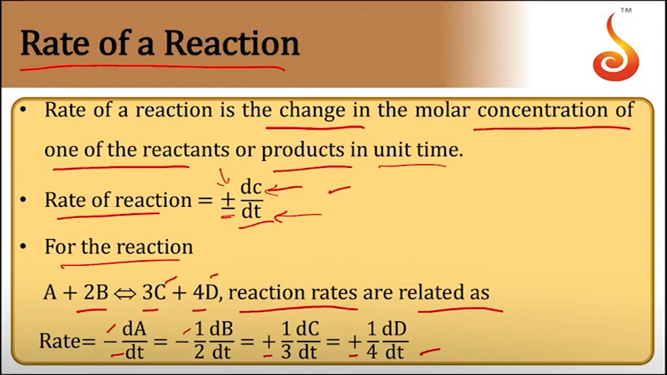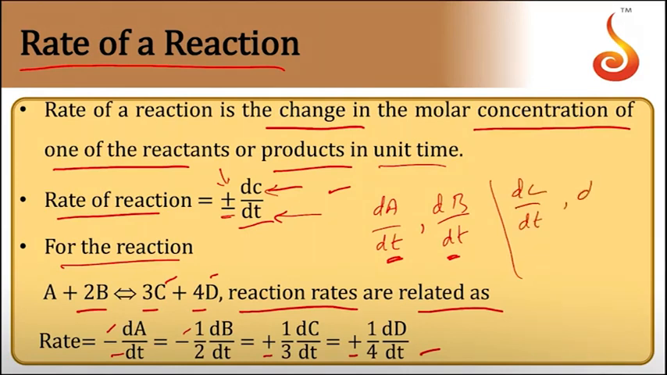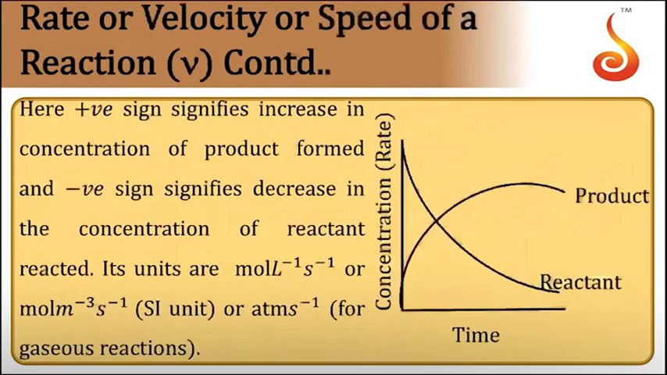Coming to dA by dt and dB by dt, these two terms are called the rate of disappearance of A and the rate of disappearance of B. Similarly, dC by dt and dD by dt are called the rate of appearance of C and the rate of appearance of D. So, without dividing by the coefficients, you get the rate of appearance or rate of disappearance. If you divide by the coefficients, you get the rate of reaction. This is regarding the meaning of the rate of reaction.